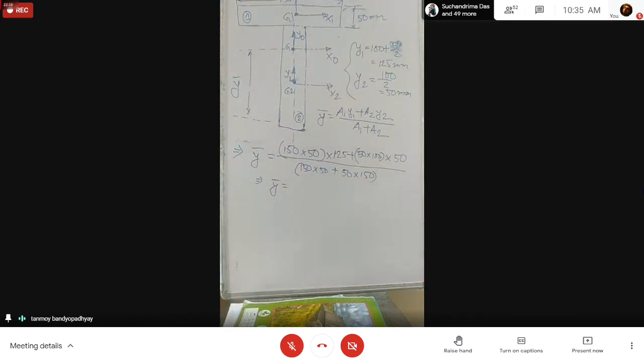Since it's not symmetric, initially you have to calculate the location of the centroid of the figure, which is G. How is G located with respect to the base of the T section? The same procedure has to be followed for the I section, for the L section, and the inverted T section. The problem A56 was an inverted T section. For that also you have to do the same thing. The procedure remains the same.